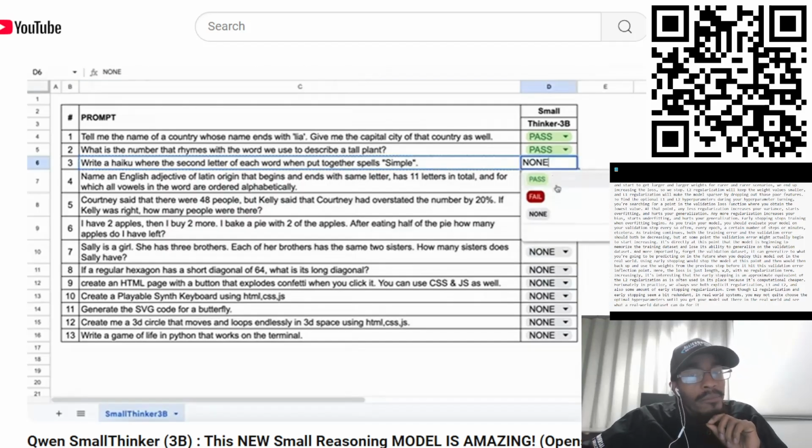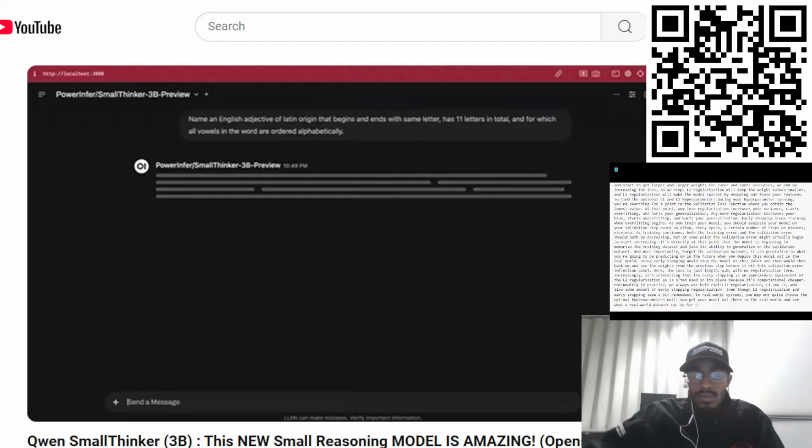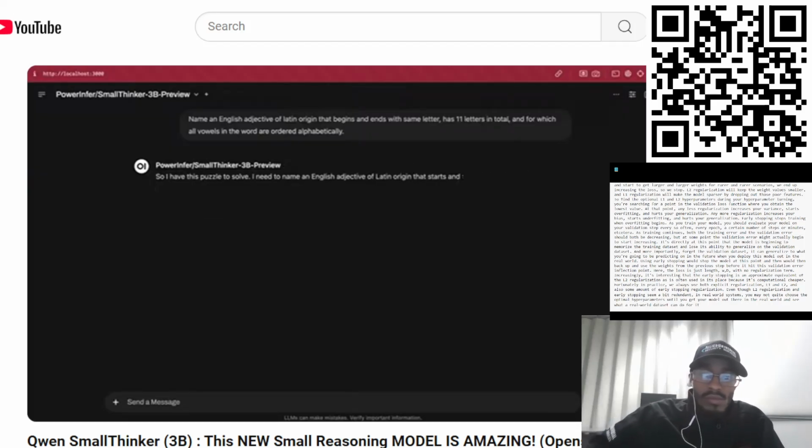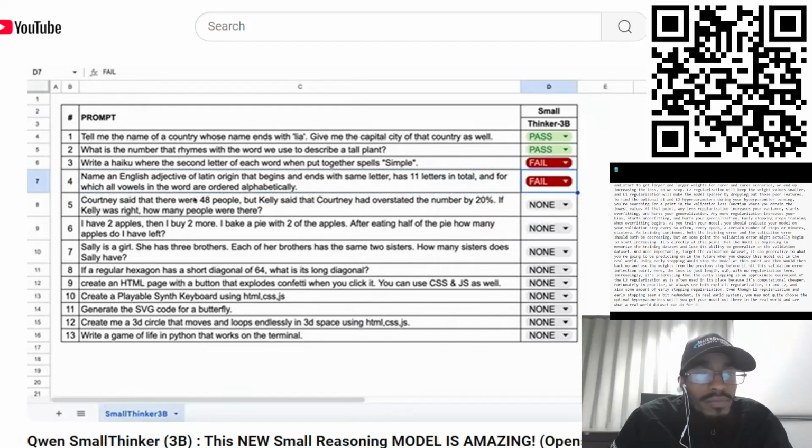The next question is, name an English adjective of Latin origin that begins and ends with the same letter, has 11 letters in total, and for which all vowels in the word are ordered alphabetically. Let's send it and see. Okay, it's now done, and this is the answer, which is also not correct. So, this is a fail.